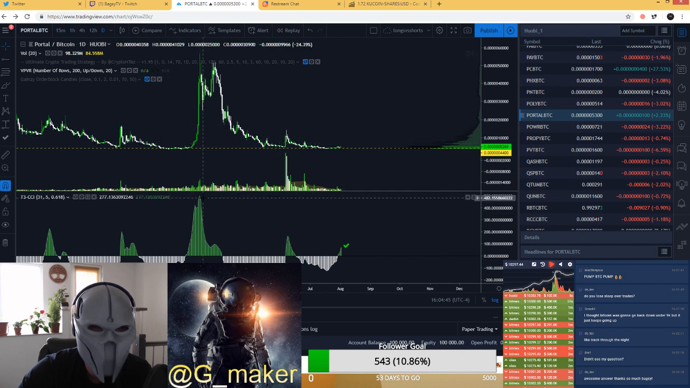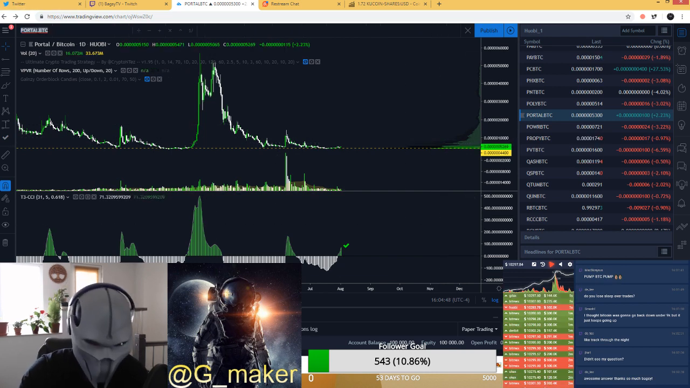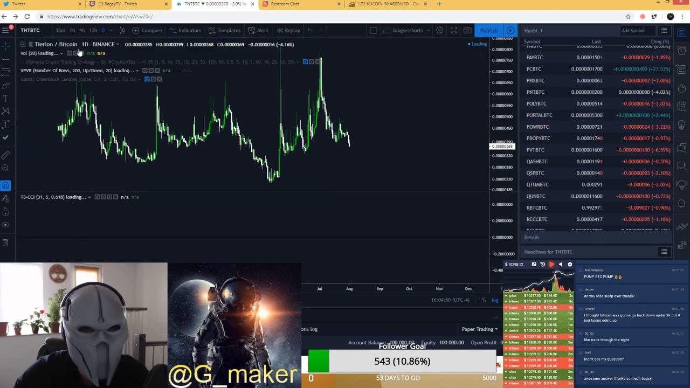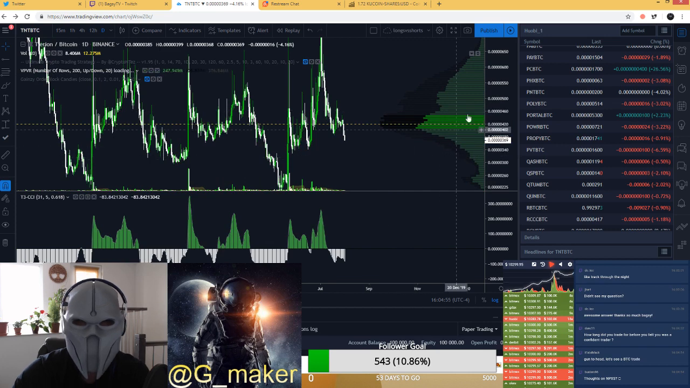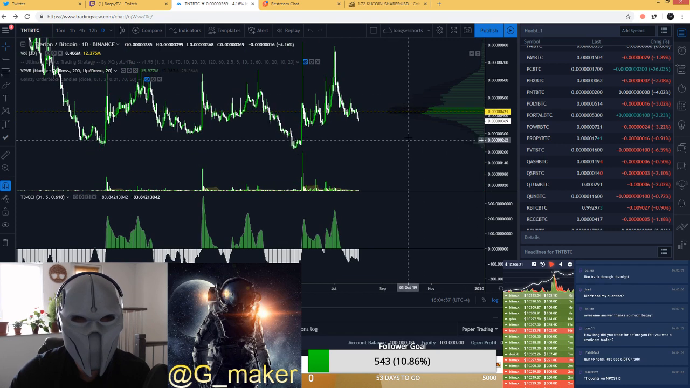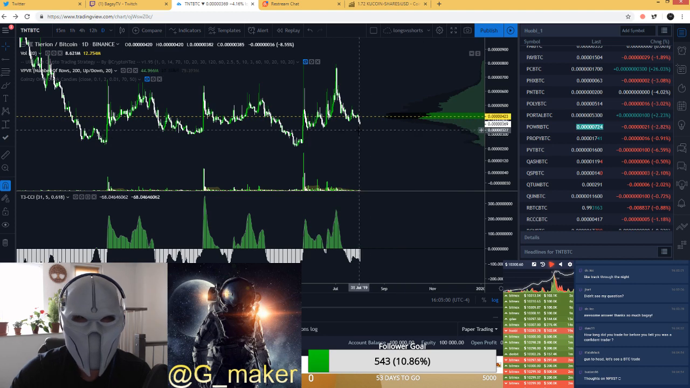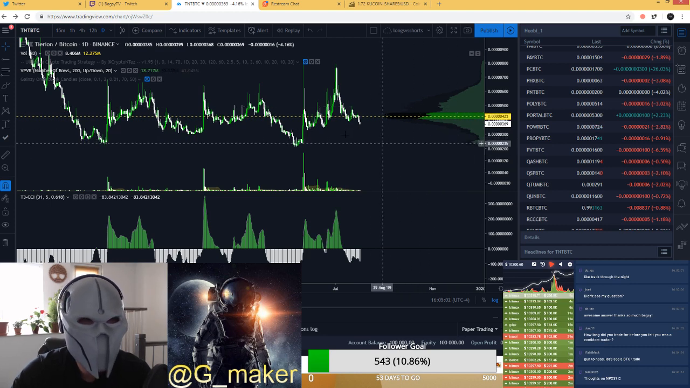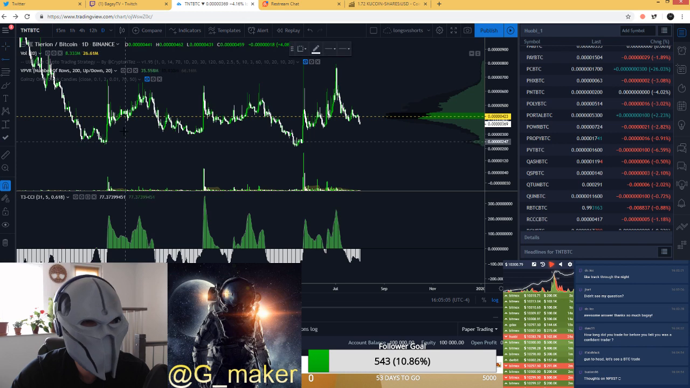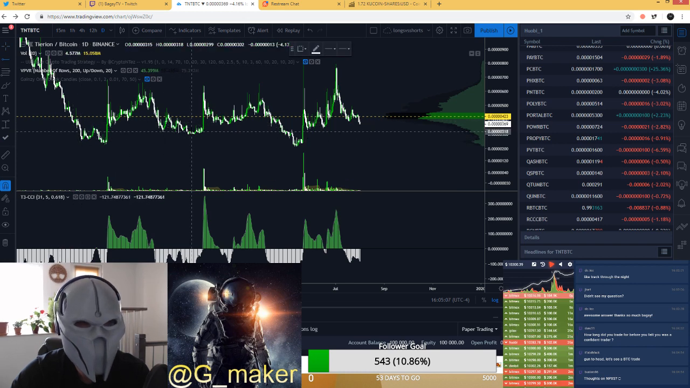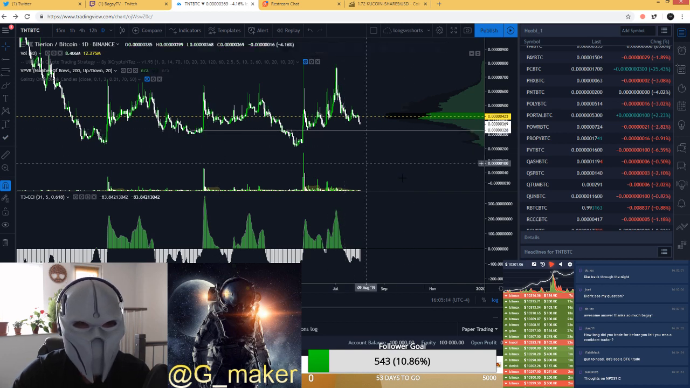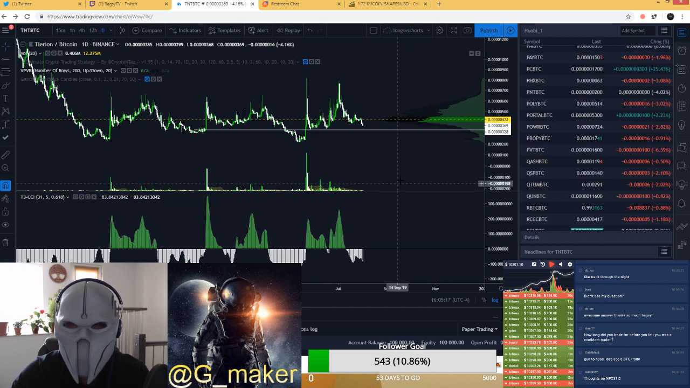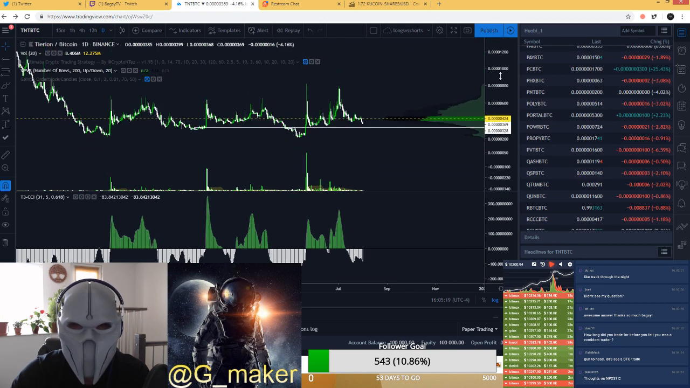Oh, guys, TNT, by the way. Oh, it broke down, huh? It broke down, yeah. Shit. This one still looks okay. It's going into my pump-my-bags area, sitting between 300 and 370. So yeah, if this holds 420, it's gonna pump 7 times. Just like Ren.